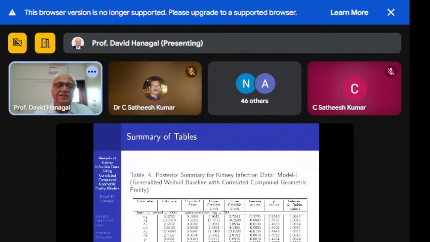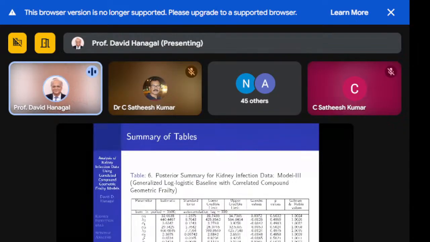All other regression coefficients are not significant. And rho is also very high, 0.5, on a scale of 0 to 1. It's 0.56. That means there is a correlation between T1 and T2. That is the meaning.